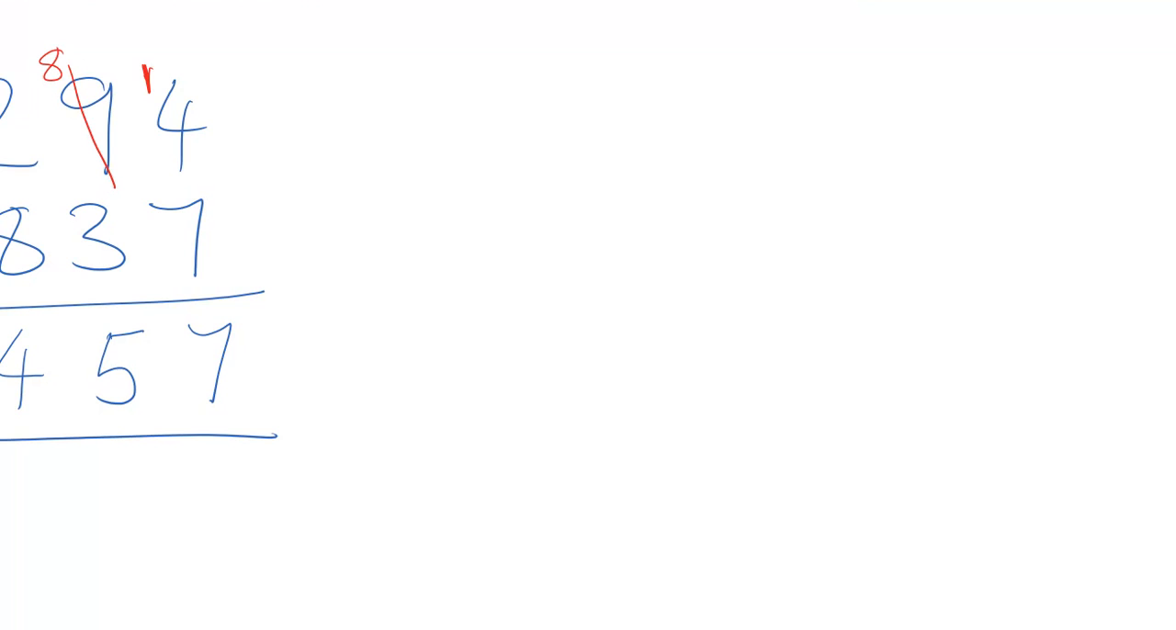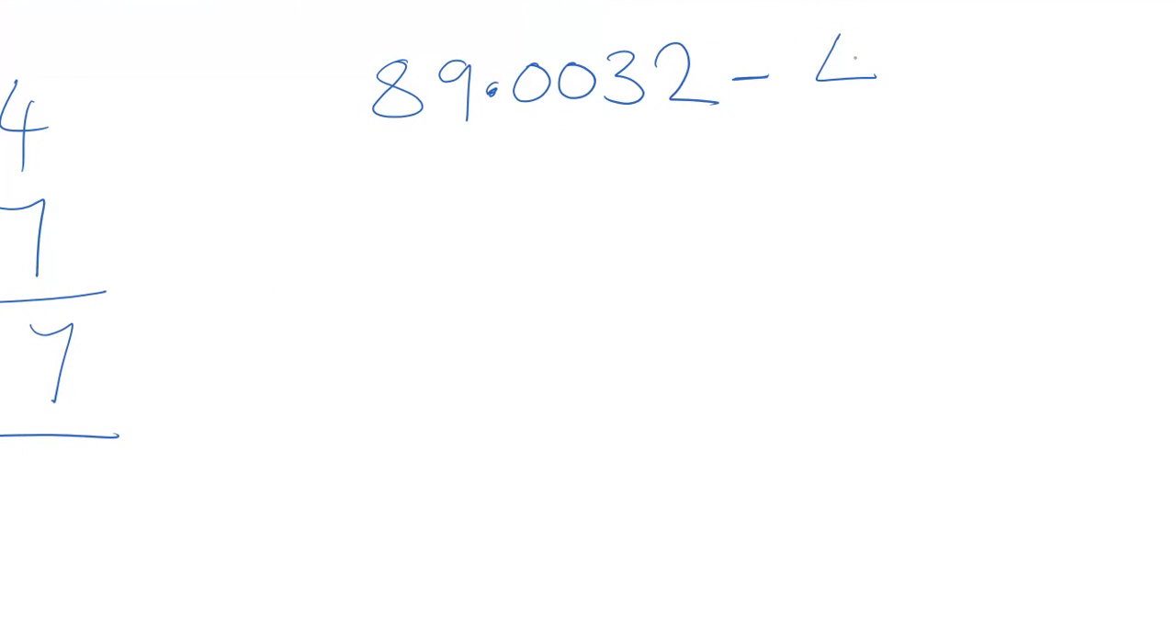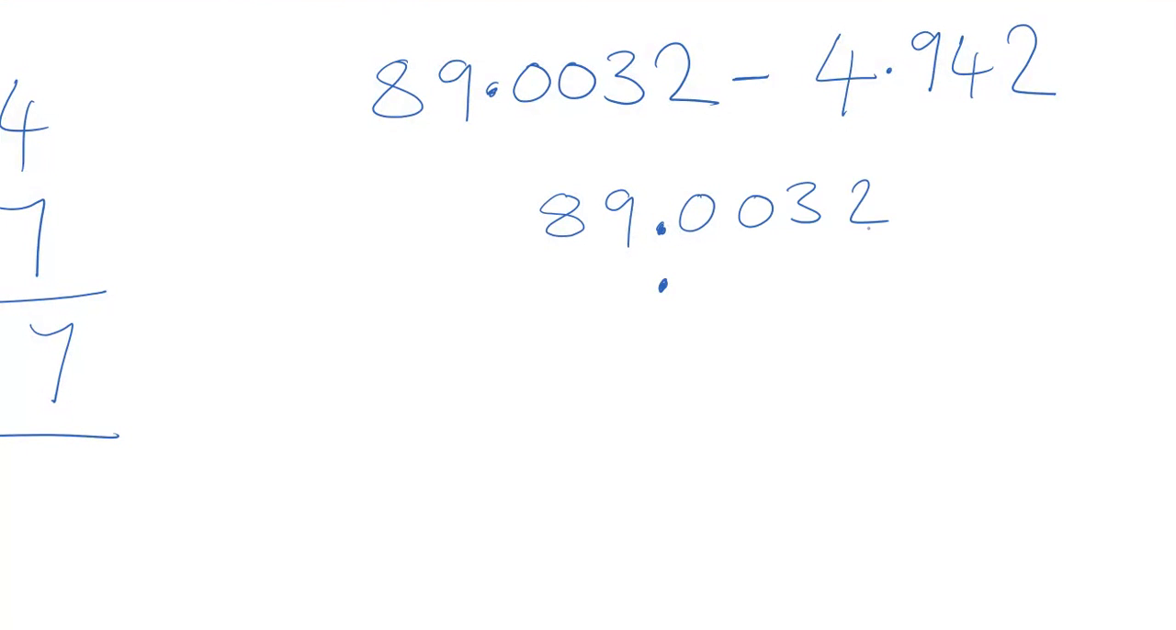So let's make up one again. So let's have 89.0032 minus 4.942. Right, this one is going to be very, very difficult. So let's line this up. And we're going to start off by making sure we put the decimal places in, just like with the addition method. And we're going to write clearly from there, these values lining up everything perfectly.